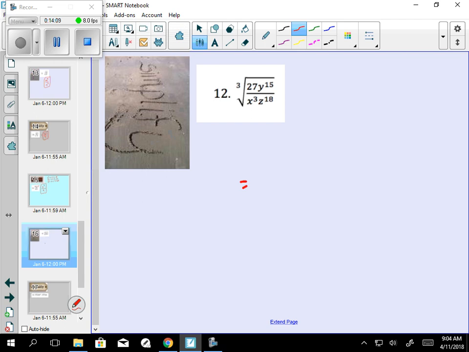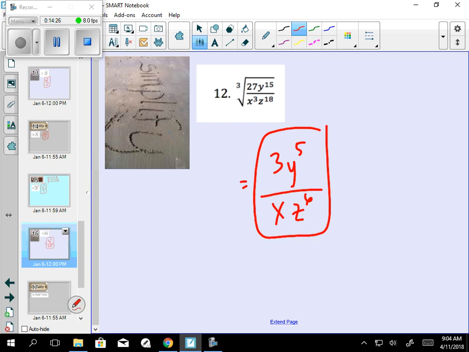Cubed root of 27 would be 3. Cubed root of y to the 15th, divide 15 divided by 3 is 5. On the bottom, cubed root of x cubed would be just 1x. Cubed root of z to the 18th would be z to the 6th power. Would be the answer there.